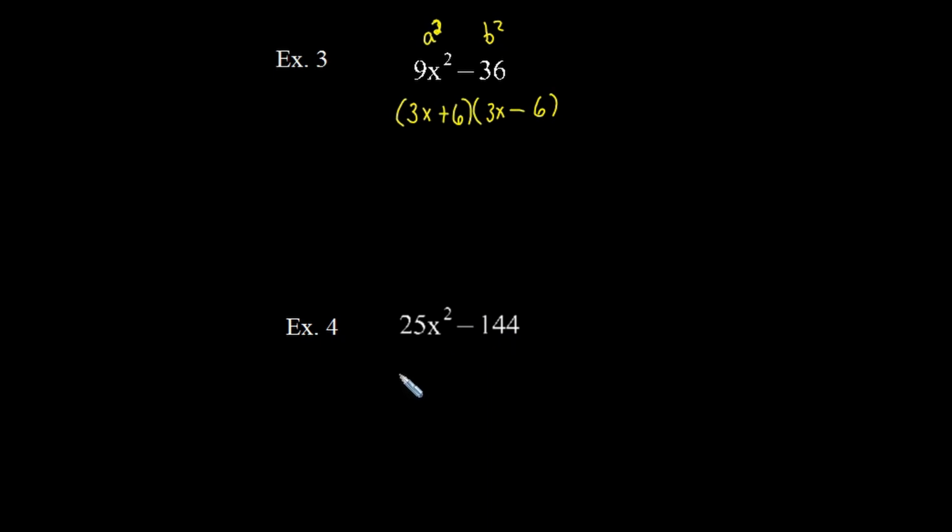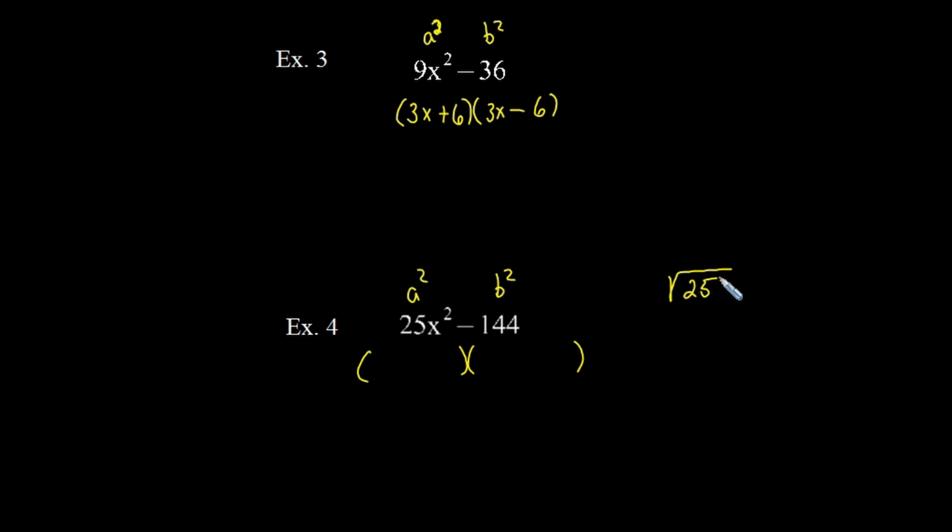And go ahead and jump into example 4. We will identify the first term and the second term. 25x squared is going to be our a squared. We're just going to take the square root of that term. On example 4, it's going to be our last example, so I'm going to draw that out just a little bit more.